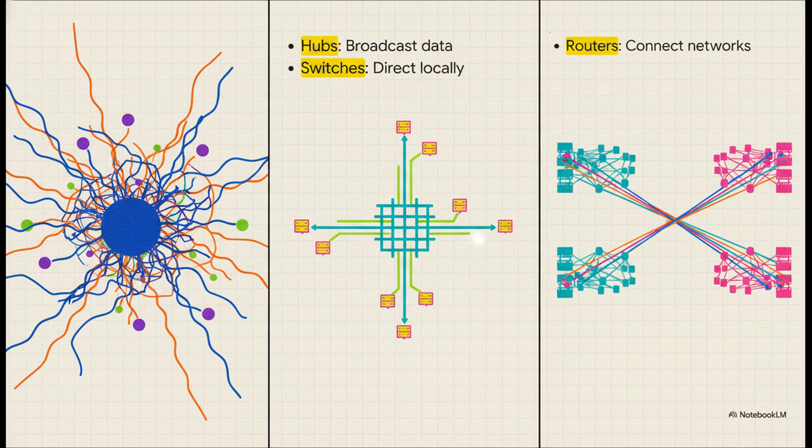Next, we have switches. These are your local directors, using MAC addresses to map out and route traffic within an immediate neighborhood. Finally, routers operate a level higher. They are the major highway interchanges, relying on IP addresses to connect entirely different networks together across the globe.